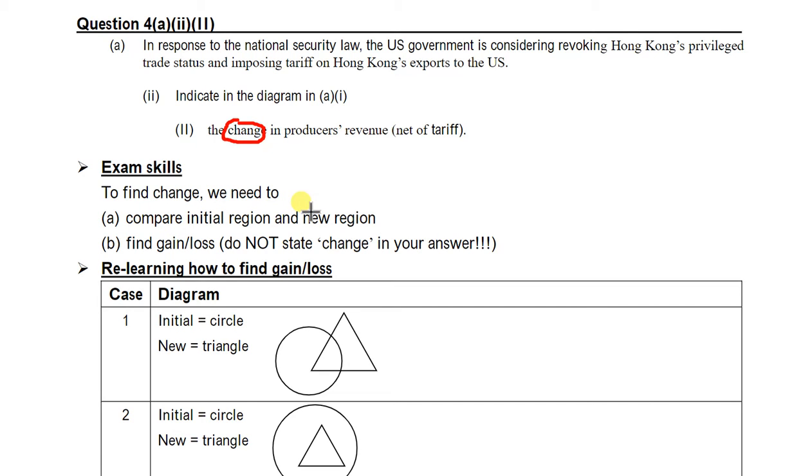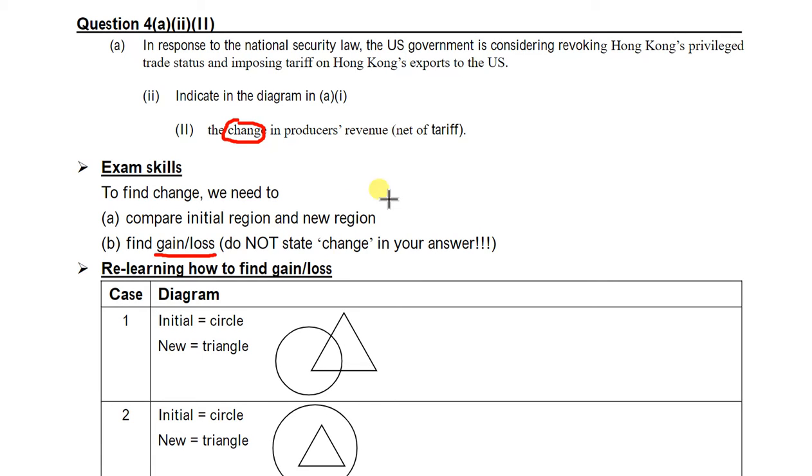And afterwards, besides the diagram, you need to write gain or loss and shade the regions. But you shouldn't write down change in your answer. I haven't told you to write down change in your answer, right? So we always write down gain or loss or both of them in your answer. So these two are the things you have to do.